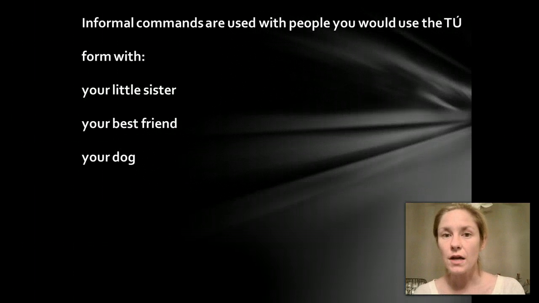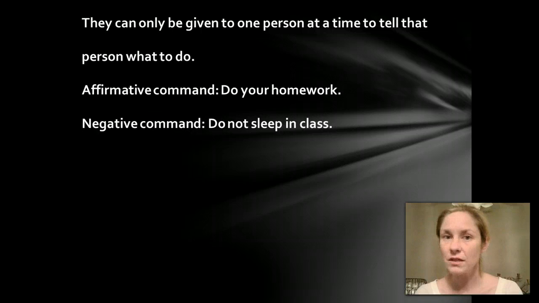So we use informal commands with people with which you would use the tú form, like your little sister or your best friend or your dog. You can only give them to one person at a time. Just like the tú form is the one person, it's singular. An informal command is a tú command, which is for singular, one person at a time. An example of an affirmative command would be, do your homework. A negative command would be, do not sleep in class. So commands are what we use to tell people what to do or what not to do.